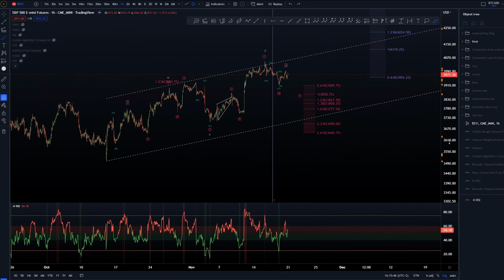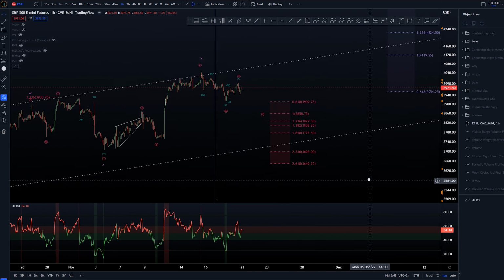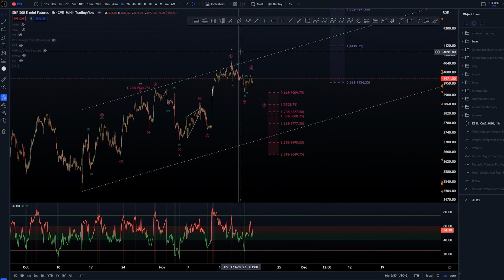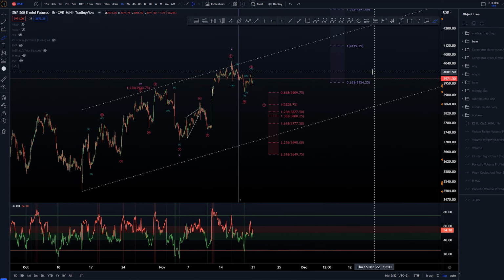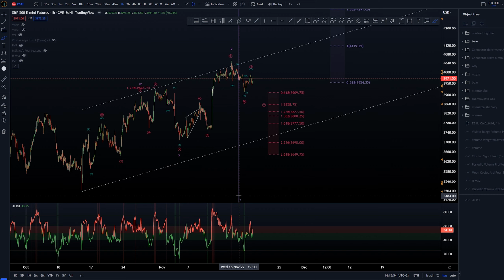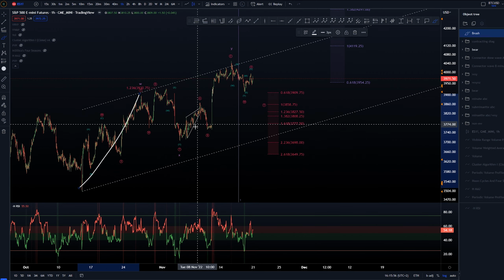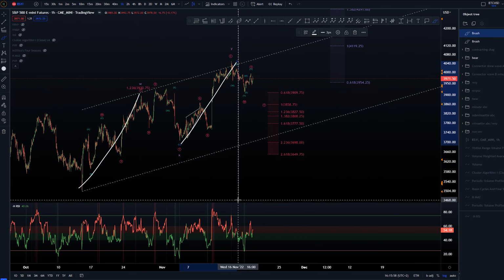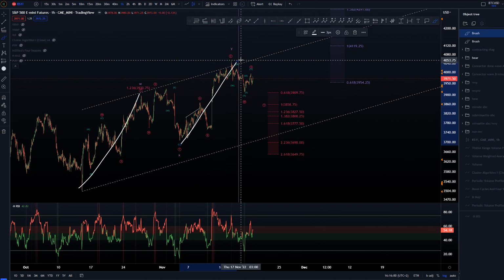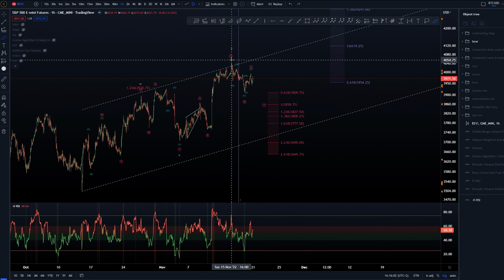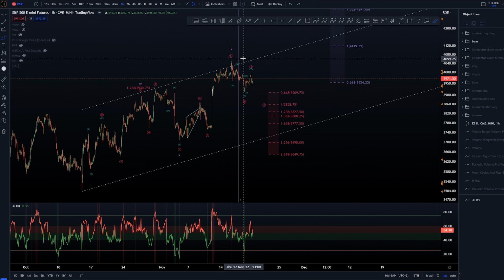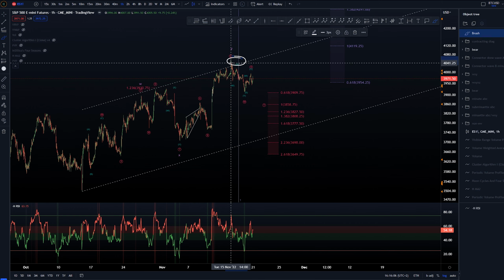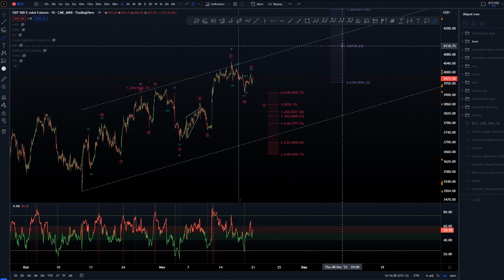possibly already completed at the wave Y. Then again, according to this count, the targets would have been around $4,100, and the one-to-one extension of this wave W in comparison to this wave Y here would be a few days later here, or a couple of days later than we actually peaked. So it is matching quite well with this peak, with the expectations. Again, it fell short a bit on the one-to-one here though.